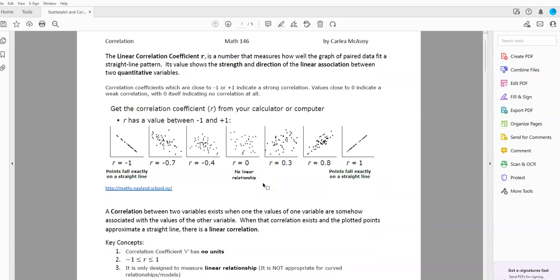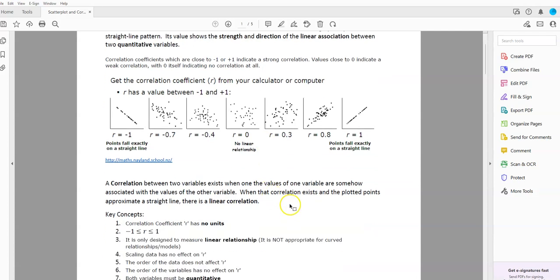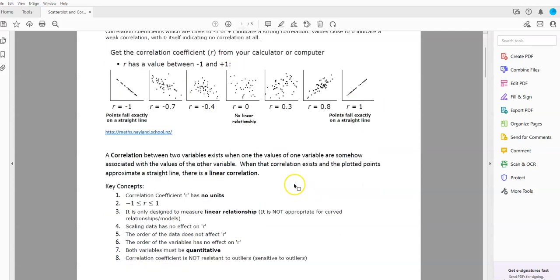A correlation between two variables exists when the values of one variable are somehow associated with the values of the other variable. And when that correlation exists and the plotted points approximate a straight line, there is a linear correlation, linear meaning a line. The correlation coefficient has no units. It's between -1 and 1. It's designed to measure a linear relationship, and there are different relationships, but we're just looking at linear.